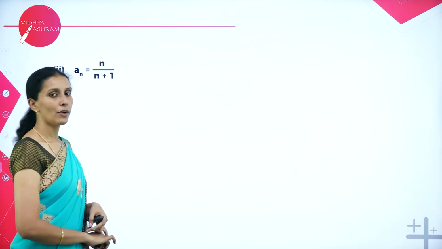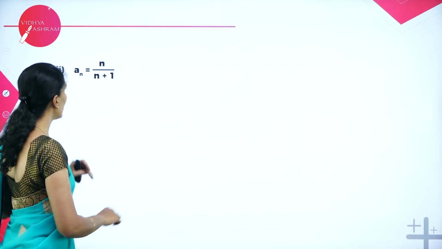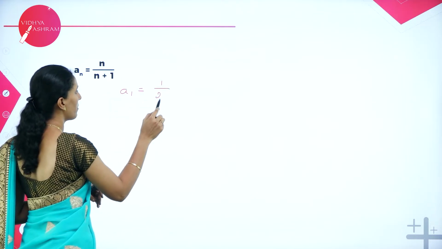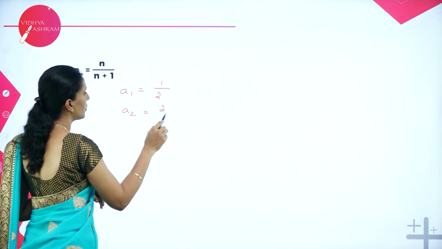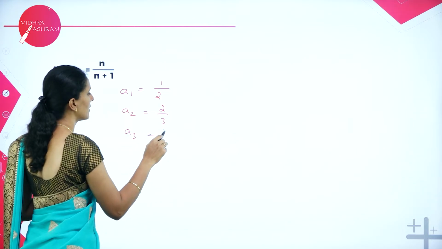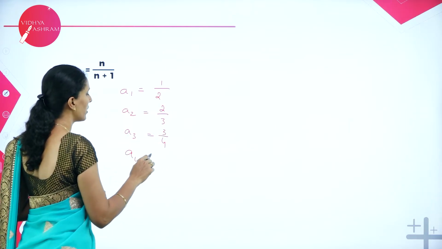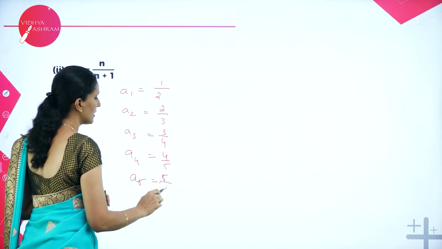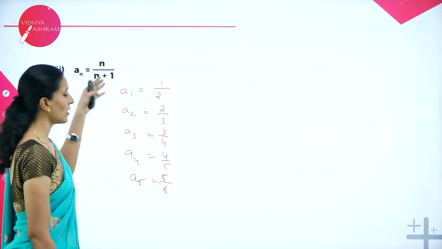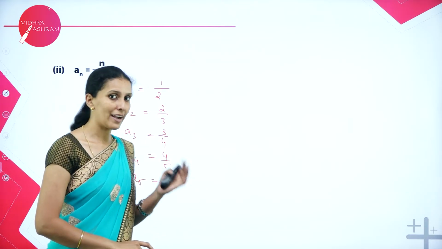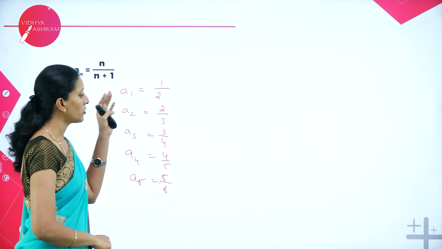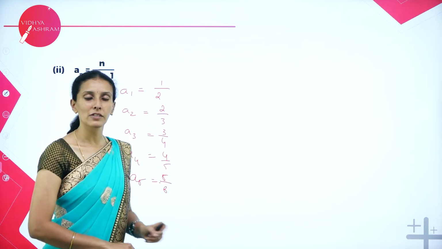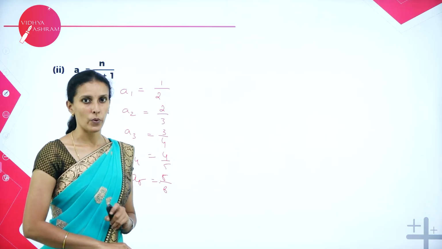Next, an is equal to n by n plus 1. Clearly we can write this as a1 is equal to 1 by 1 plus 1, which means 1 by 2. a2 is 2 by 3. a3 is 3 by 4. a4 is 4 by 5. a5 is 5 by 6. So clearly, because this is in the form of n by n plus 1, we can directly write the terms as 1 by 2, 2 by 3, 3 by 4, 4 by 5 and 5 by 6. So these are the first 5 terms of the given sequence.